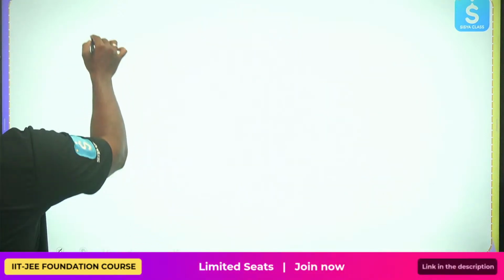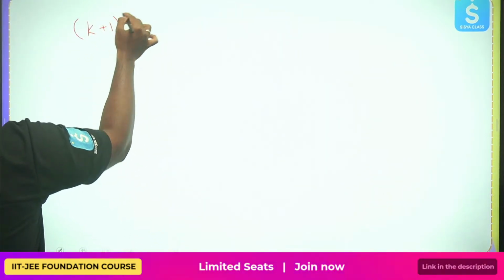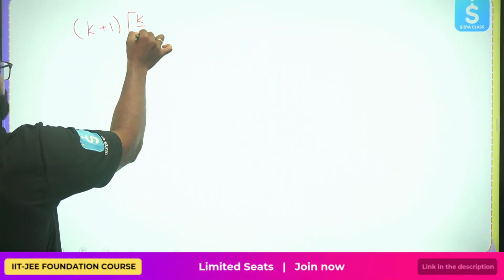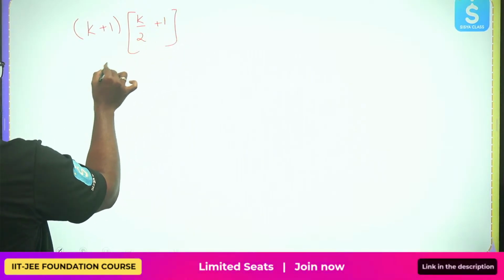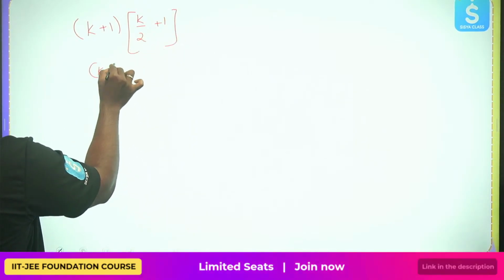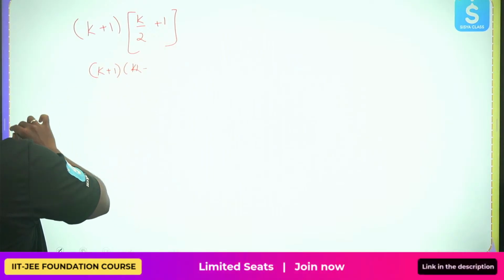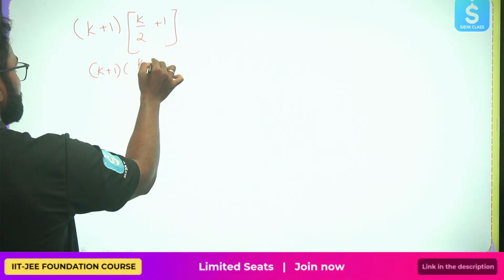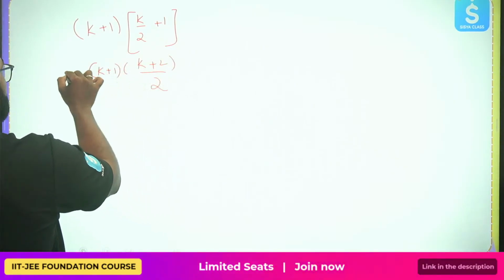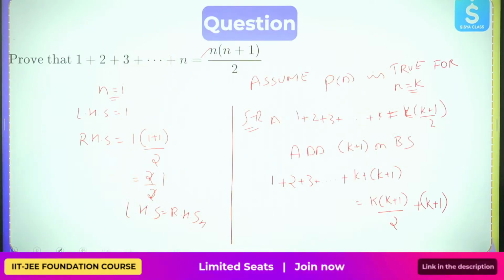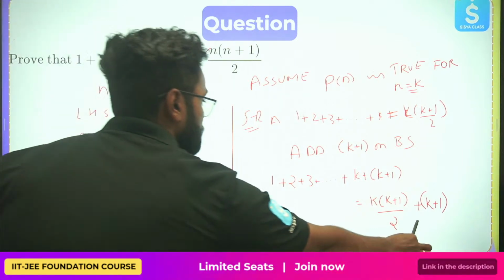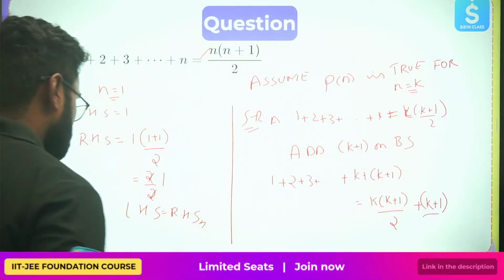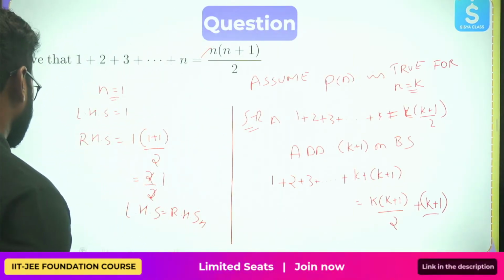So if I take k plus 1 as common, I'll be getting k plus 1 into k by 2 plus 1. I can write this as k plus 1 into k plus 2 by 2. I have just taken k plus 1 as common, then I have multiplied with this denominator so that it will be equal 2 into k plus 1, or I have just taken this inside so that I have gotten this equation. K plus 1 I have taken common and then I got this.